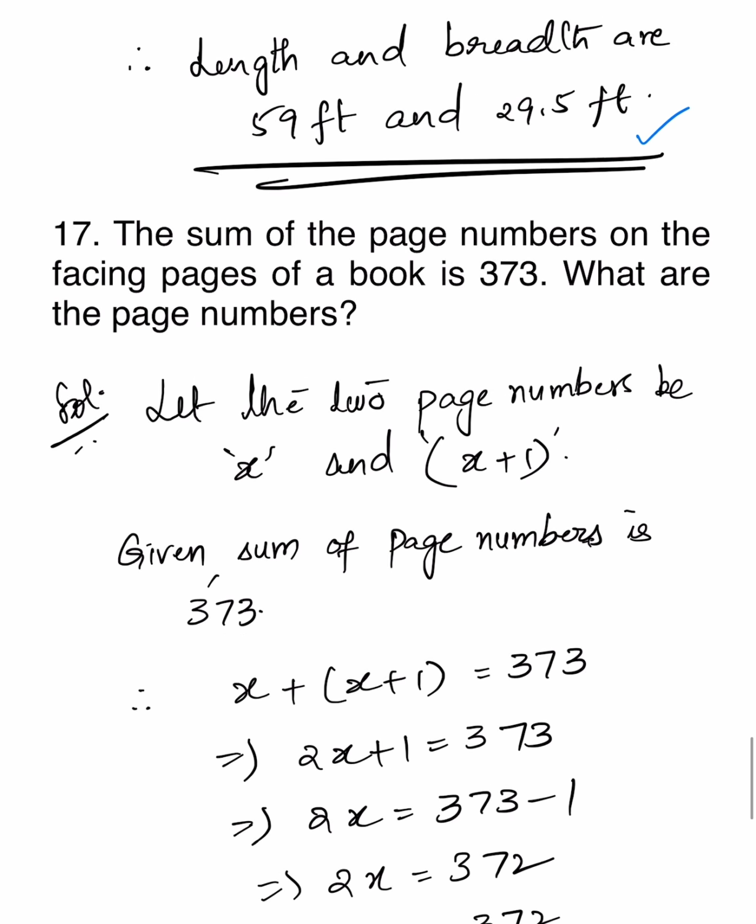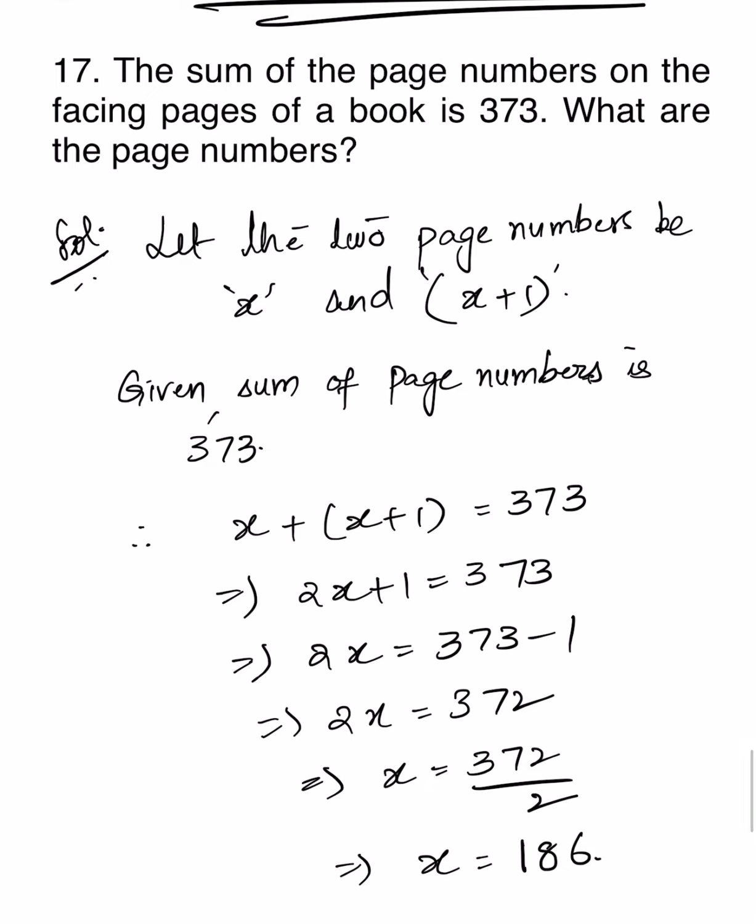The sum of the page numbers on the facing pages of a book is 373. What are the page numbers? If we open a book, two pages face each other. So the numbers will be x and x plus 1, because one number will be one more than the previous number, because those two are facing each other. So the two page numbers can be assumed as x and x plus 1.